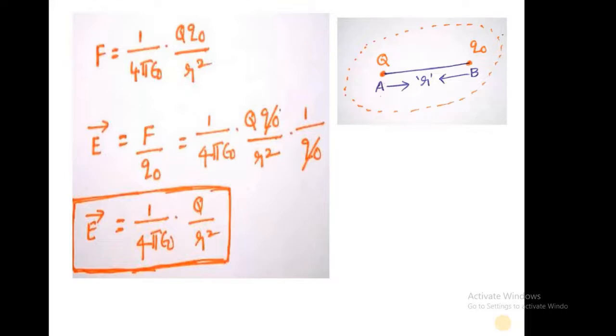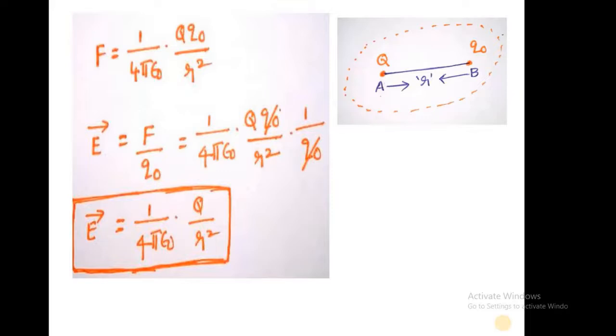But according to the definition of the intensity of the electric field, E bar equals F by Q naught. If you substitute the F value in this equation, we get 1 by 4 pi epsilon naught Q Q naught by R square into 1 by Q naught, and Q naught gets cancelled. We get E bar equals 1 by 4 pi epsilon naught Q by R square, which is the expression for the intensity of the electric field at a point in an electric field region.